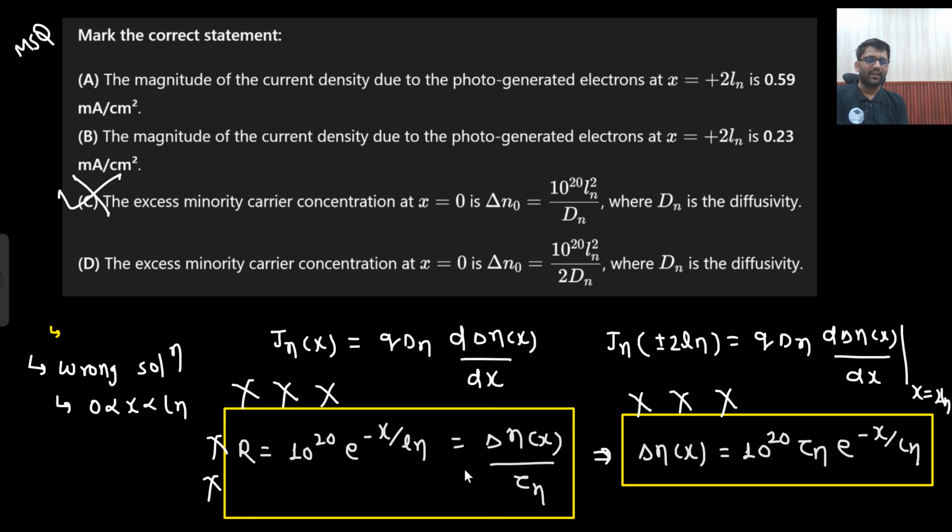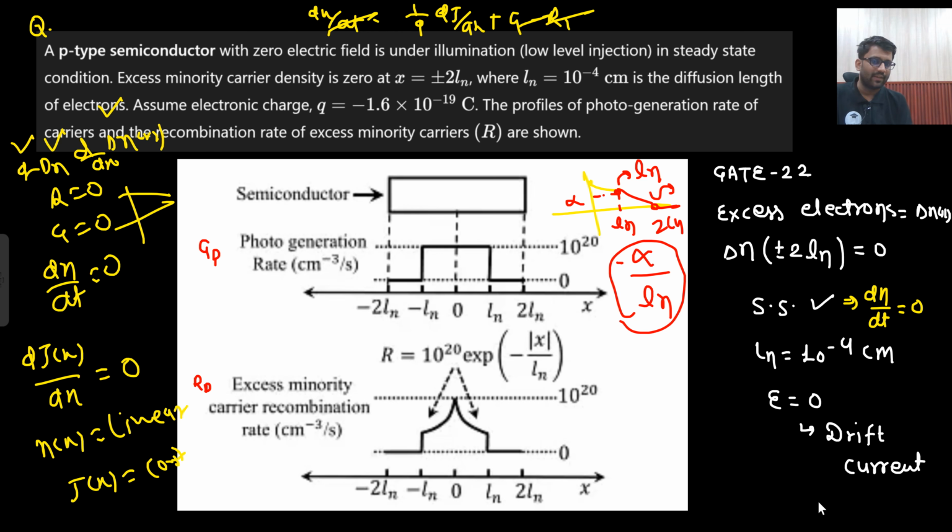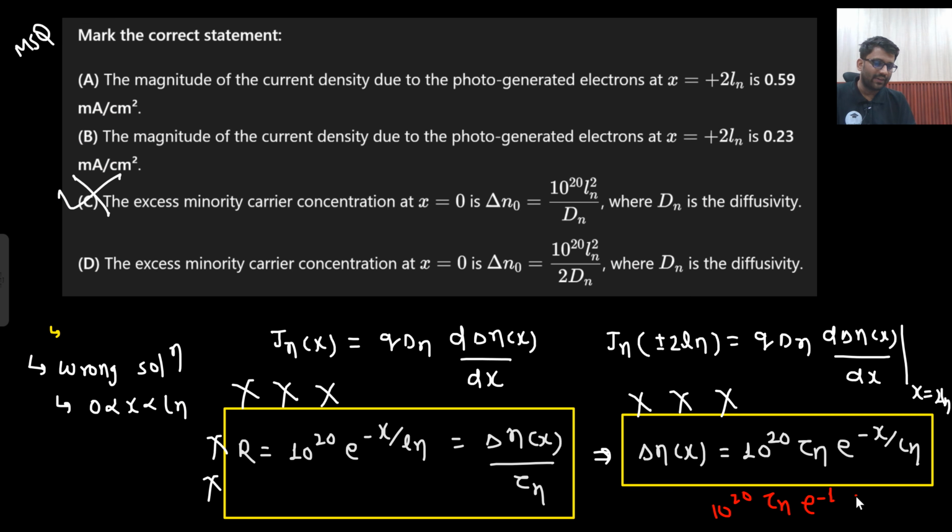And from here I can find out the value of delta nx at Ln. So simply I will put Ln here. So what will I get? 10 to the power 20 times (1 e to the power minus 1). So this is the value at Ln. Now I need the slope. So this alpha value that I put is the value at Ln. Then if I need the slope, what will I do? I will just simply divide by Ln.